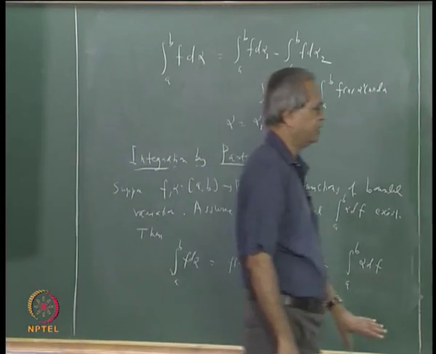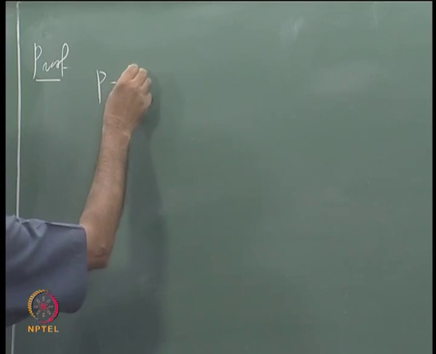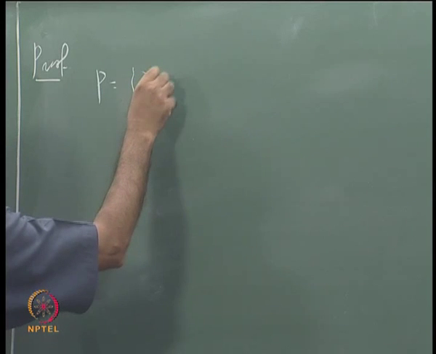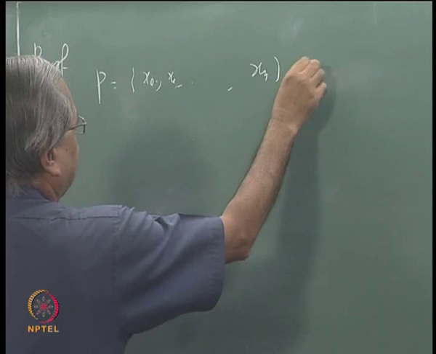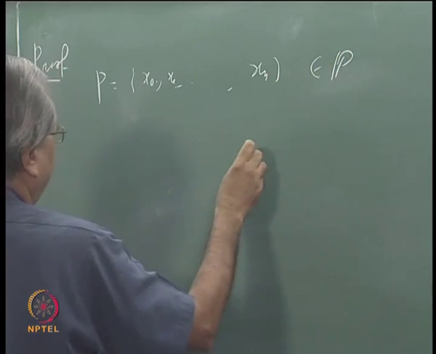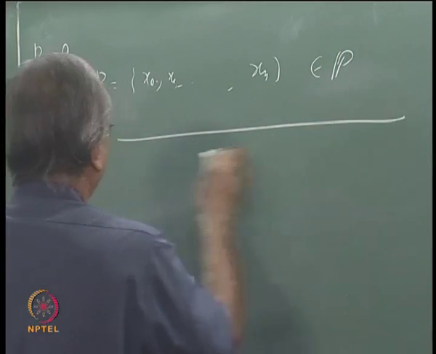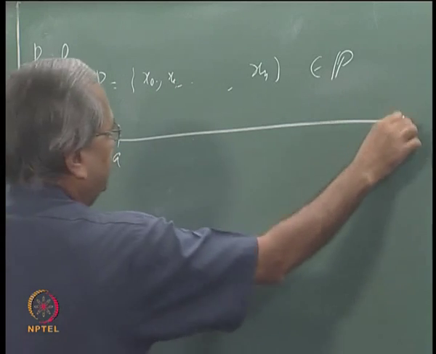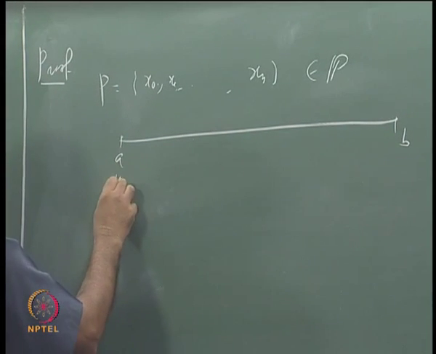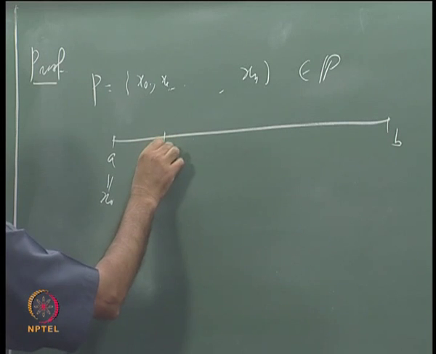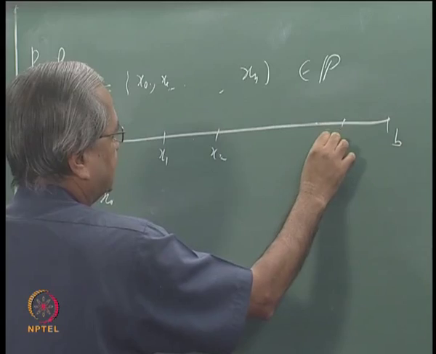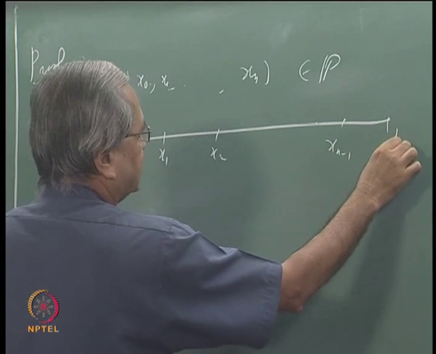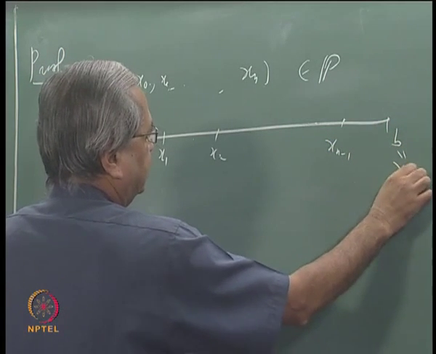So start with some partition, let us say P is equal to x0, x1, ..., xn, suppose that is a partition. I think it may be better here to draw this. Suppose this is a and that is b, then a is equal to x0, x1 is somewhere here, x2 is somewhere here, etc., x(n-1), and this last b is equal to xn.